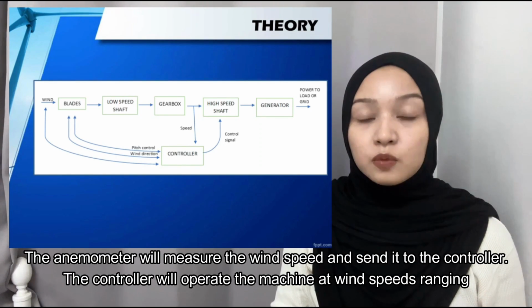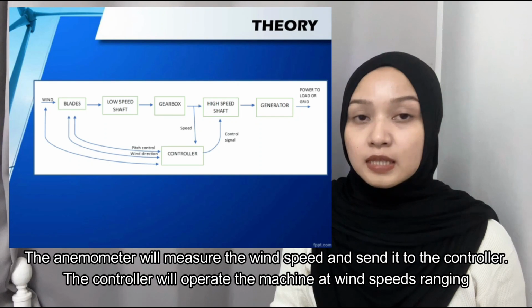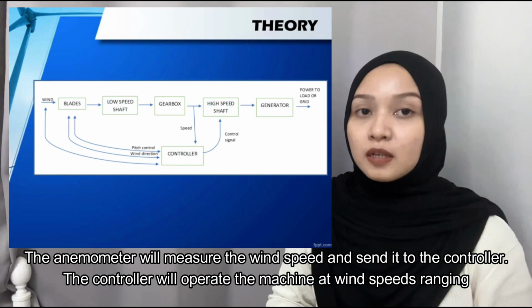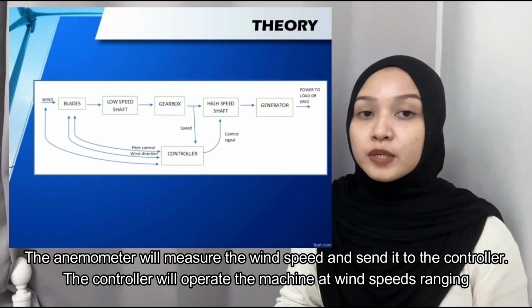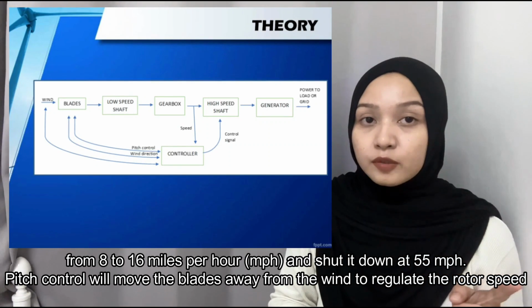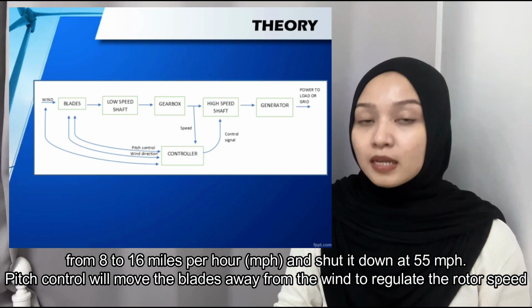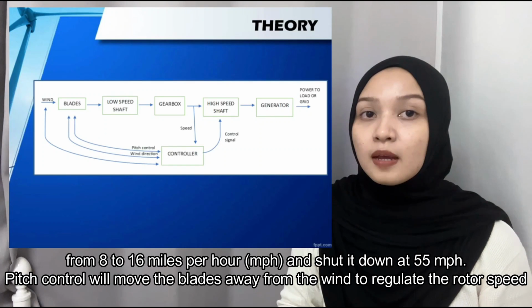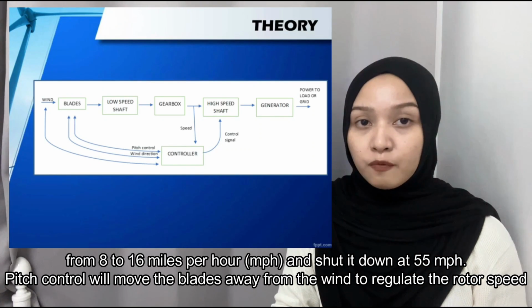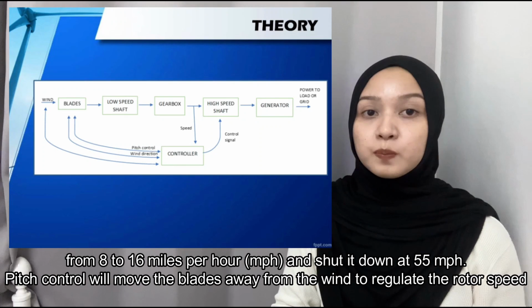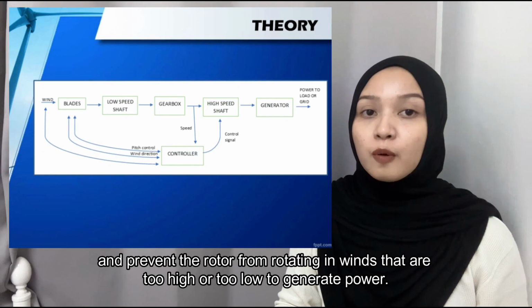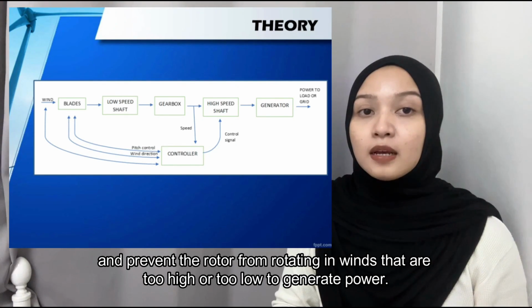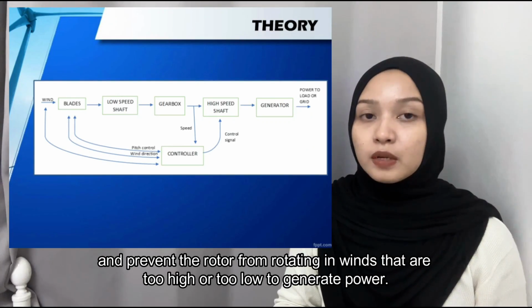The anemometer will measure the wind speed and send it to the controller. The controller will operate the machine at wind speed ranging from 8 to 60 miles per hour and shut it down at 55 mph. Pitch control will move the blades away from the wind to regulate the rotor speed and prevent the rotor from rotating in winds that are too high or too low to generate power.